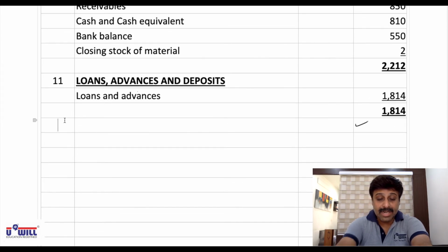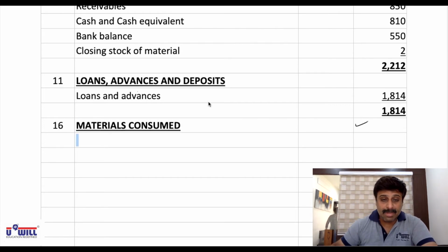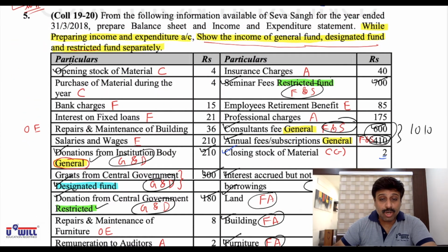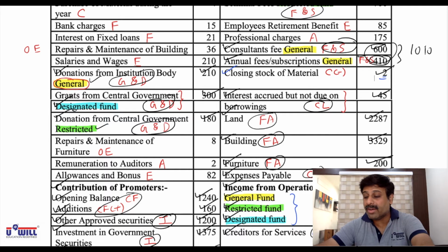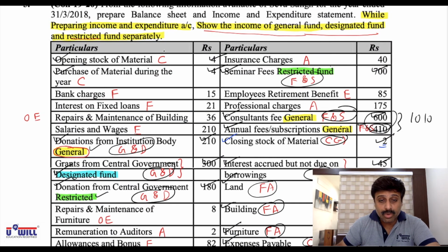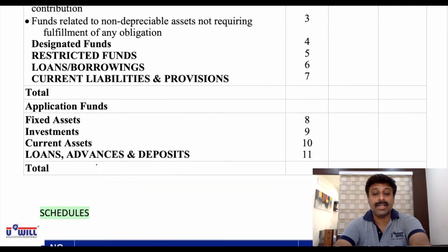So in the schedules directly now what we will make is 16th schedule of materials consumed or consumption of materials. C marked items. Very first we have opening stock of material 4 plus purchase of material 4 and then minus closing stock of material 2. Okay, 4 and 4 and 2. You all can see 3 items are there. 4 opening, 4 purchases and 2 closing. Okay, 4 is opening stock, 4 is purchases and 2 is closing stock. So let us find the consumption.